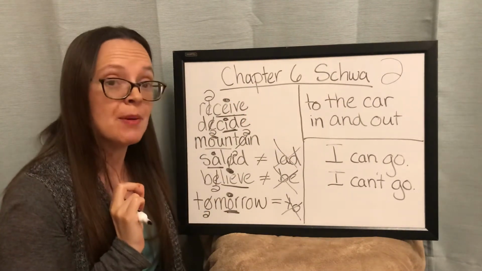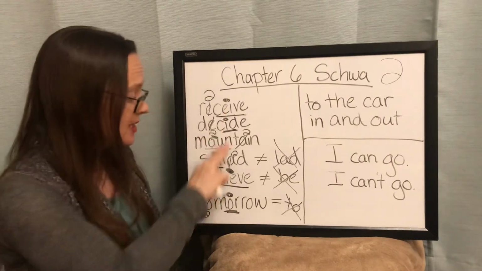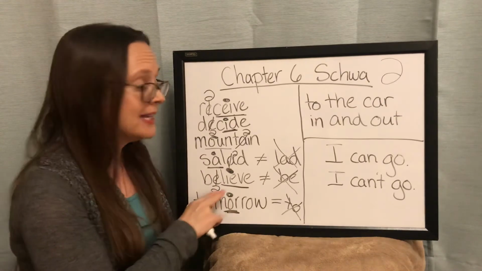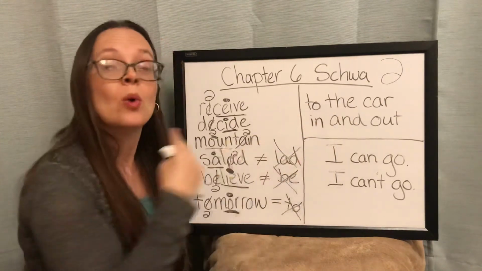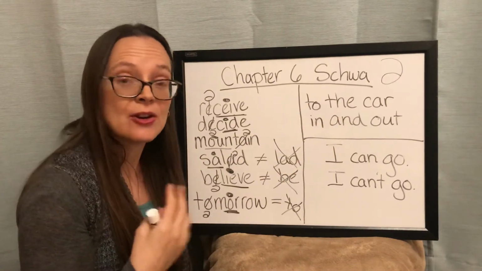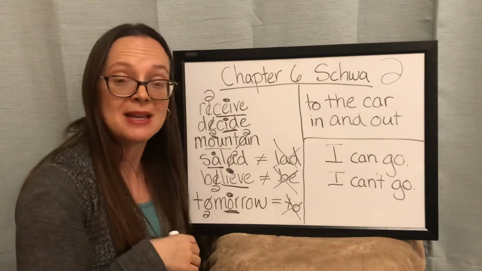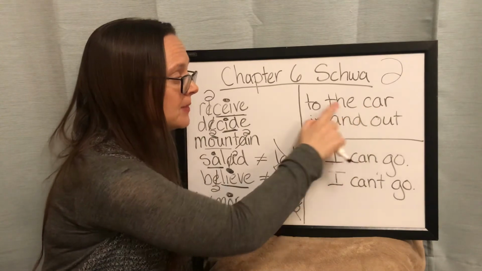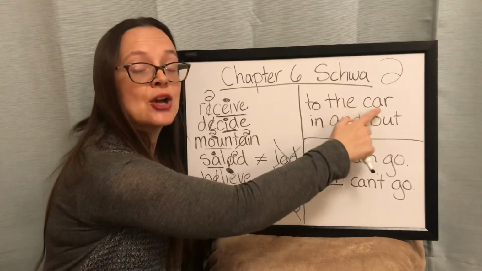But I want to show you a couple more things, because it's not just inside of longer words and unstressed syllables that we use schwa. It's also inside of small words. Small words that are not important also can become schwa. So like to the car, or to the car.